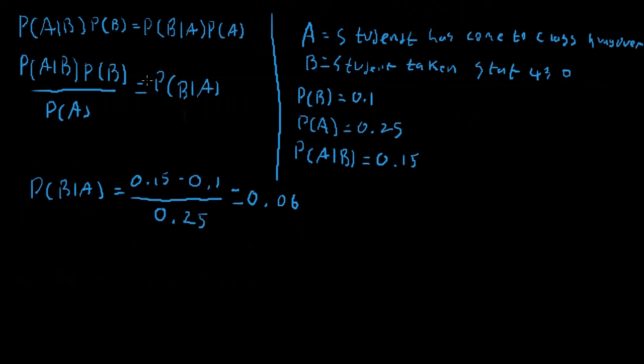But the idea is this is called your prior belief that the student has taken Stat 430, and this is called your posterior. So it's after you get the information, you can use this and this to change your belief about that probability.